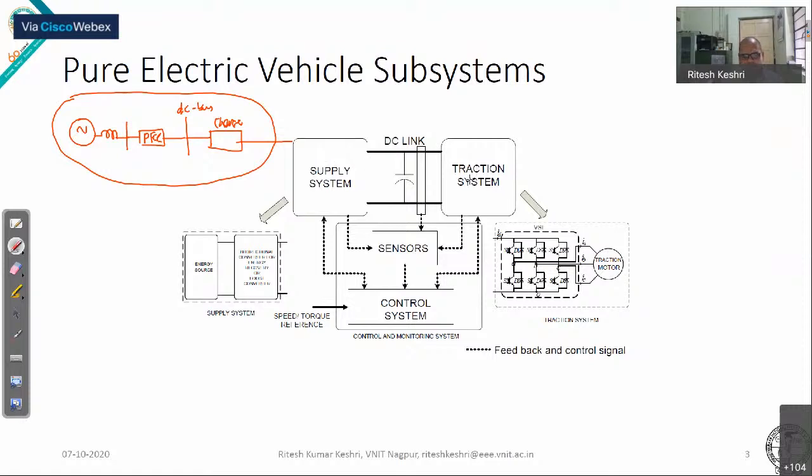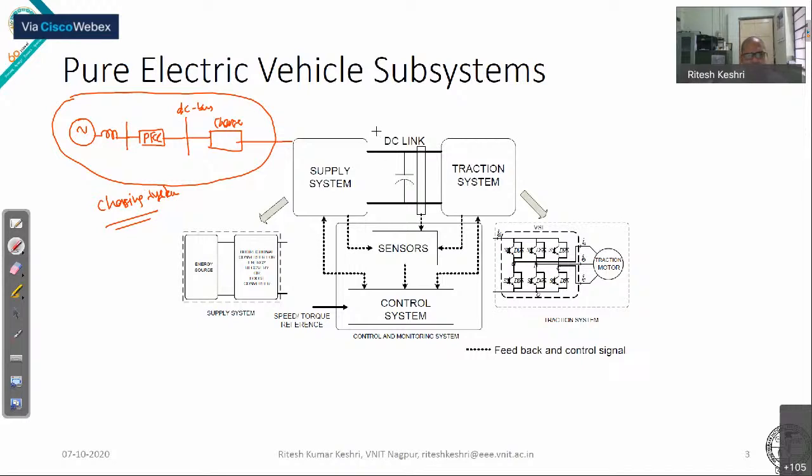So the overall subsystems could be: supply system, traction system, control and monitoring system, and then charging system. These are the different subsystems of an electric vehicle.